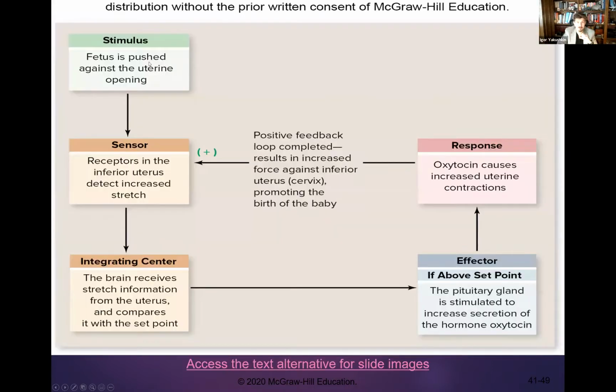So there is a stimulus, and then there will be sensors. Sensors will send the signal to the integration center, and then the effector, if they're above the set point, oxytocin is released. Oxytocin will increase the force against the uterus, promoting the birth of the baby.